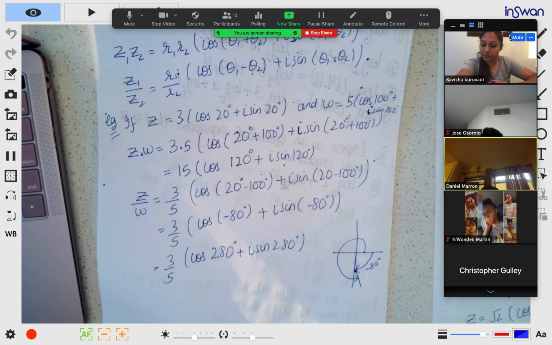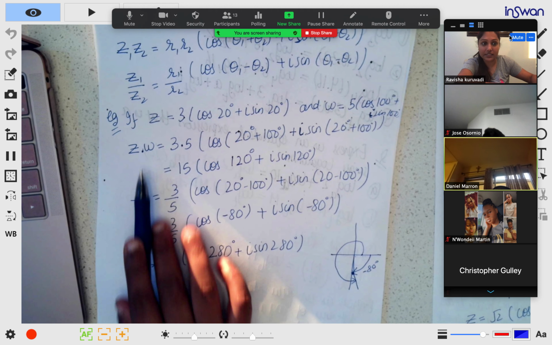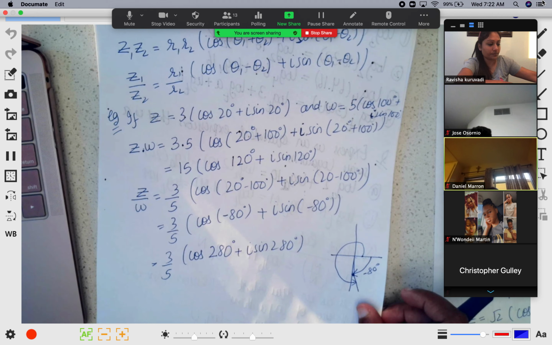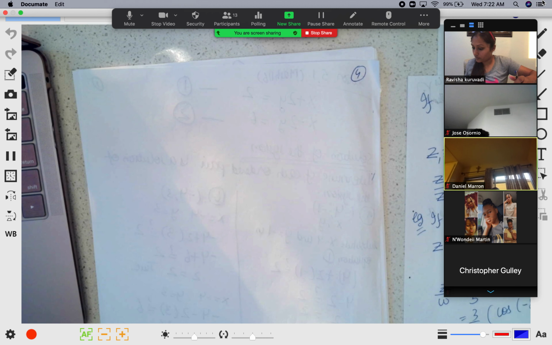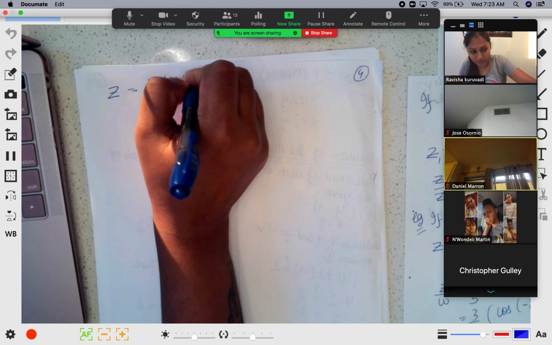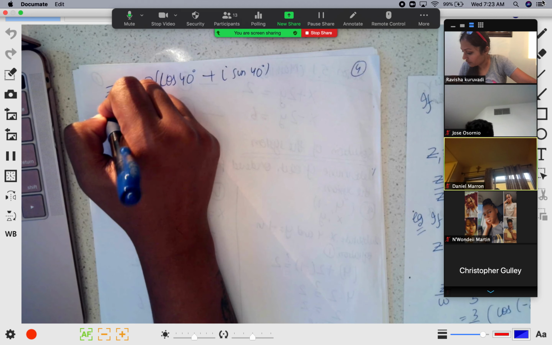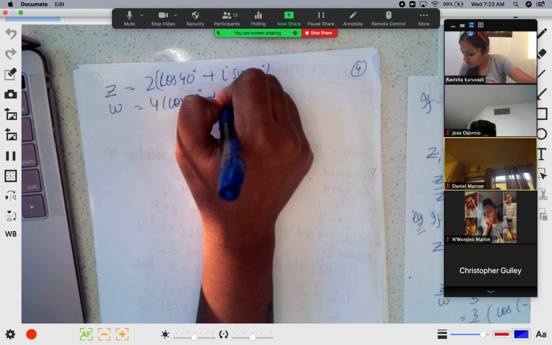Good. Let's do one more problem here. Anyone has any question how to multiply and divide? No? Okay. So let's do one more problem on this. So you are given z as 2 cosine 40 plus i sine 40 degrees, and w you are given as 4 cosine 20 plus i sine 20 degrees.